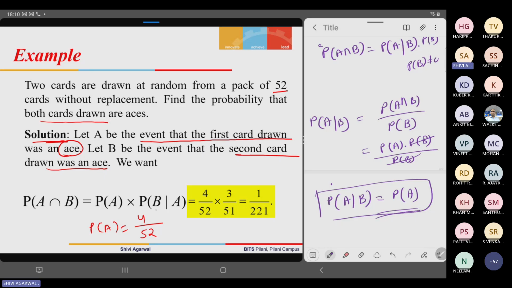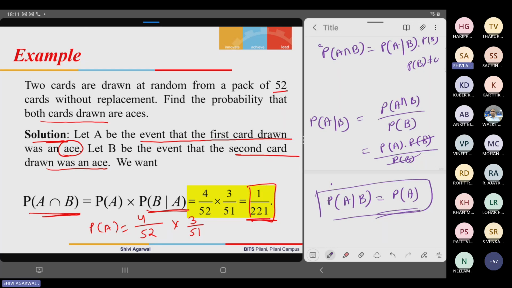Okay. Now we are saying B given A. B given A is what? Already we have 51 cards because one card is already drawn, and one Ace is also drawn. So only 3 Aces we have. That's why it is multiplied by 3 Aces divided by 51 cards. So this probability of A intersection B can be written as 1 upon 221 here.